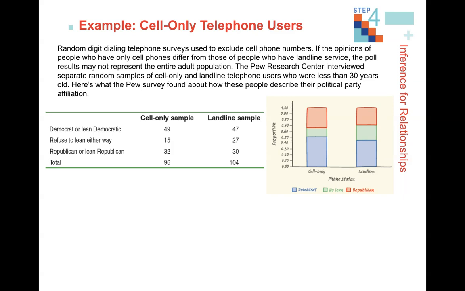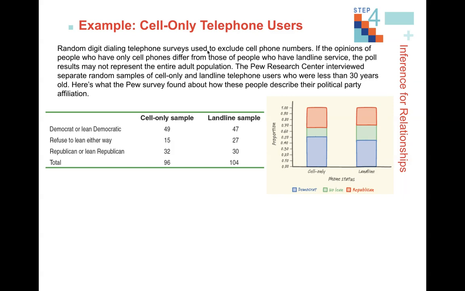Cell only telephone use, or who is only using this? So remember, even this fourth edition of the textbook is still pretty old. This is 2010, I believe. So this is still like 11 years old. So this is talking about random digit dialing telephone surveys, which used to exclude cell phone numbers. Not anymore. We know that we get junk calls, marketing calls on our cell phones all the time now.